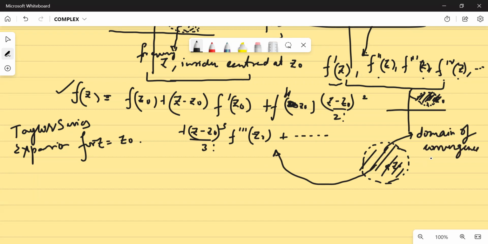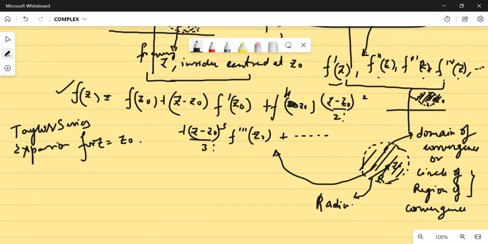Domain of convergence, or circle of convergence, or region of convergence, or however you like to call it, in any of these ways. This particular region is called the domain of convergence, circle of convergence, or region of convergence, and the radius r is called the radius of convergence. Okay, so all these things are fairly easy.